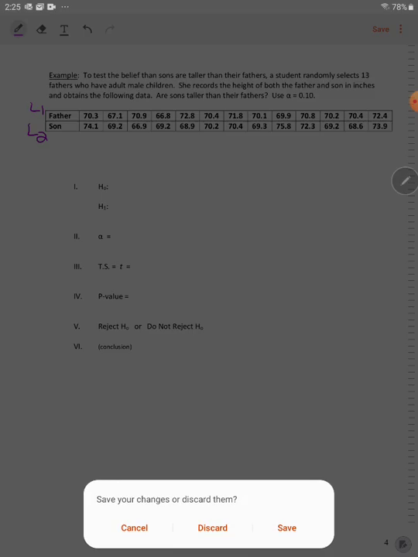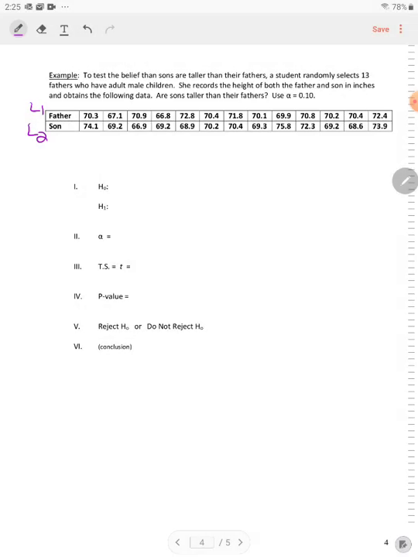Example, to test the belief that sons are taller than their fathers, a student randomly selects 13 fathers who have adult male children. L1 is the father, L2 is the son. We want sons taller, so we want L2 greater than L1. Now remember, we define L3 to be L1 minus L2. So if you move that over, 0 is bigger than L1 minus L2. So L3 has to be less than 0, or in this case, mu d is less than 0.